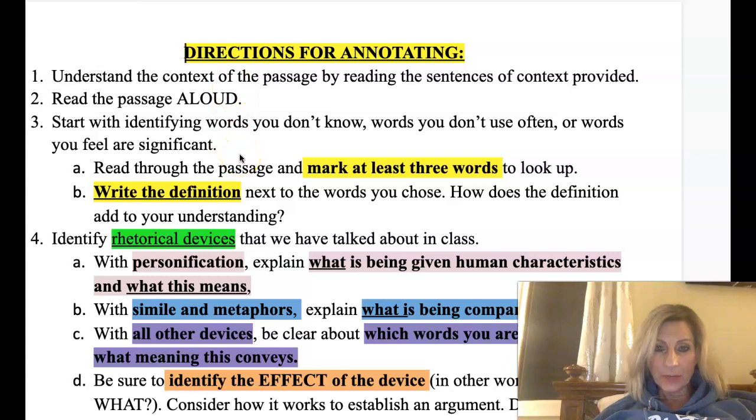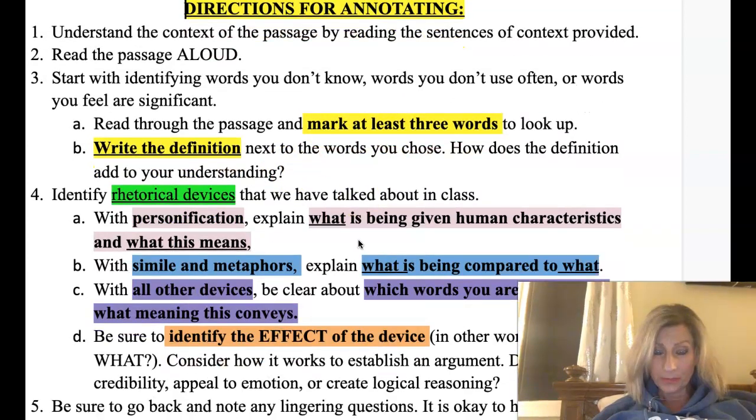Then you're going to start by annotating and looking for at least 3 words that you don't know or don't use often, or words that you think might be significant, like maybe the word alas or irresponsible. Maybe it's a word that you could find a synonym for that would help you better understand the passage. Even if it's a word you know, look it up because it might be important, and then you might be able to get a deeper understanding of it. So highlight the word and write the definition next to it. You should have at least 3 of those.